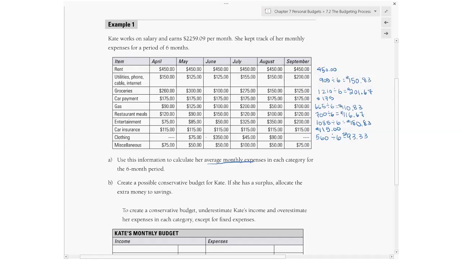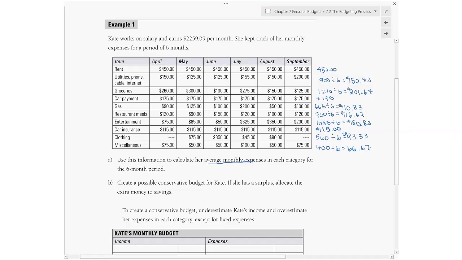And then her miscellaneous expenses. So $75, then $50, another $50, $100, another $50, and $75, and that's $400. Divide that by 6, and she spends $66.67.